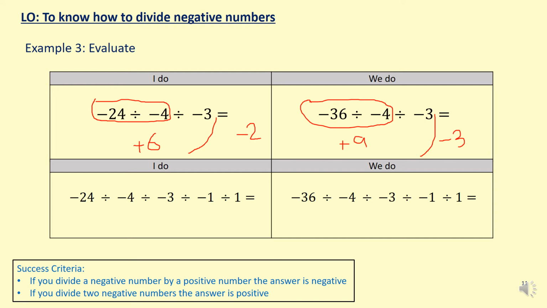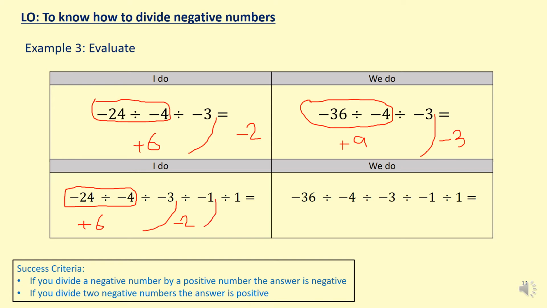Let's do this one as well. Same as always, I start with the first 2. 24 divided by 4 is 6. Negative divided by negative is positive. Okay, I need to do these 2 now. 6 divided by 3 is 2. Positive divided by negative is negative. Now I need to do these 2.